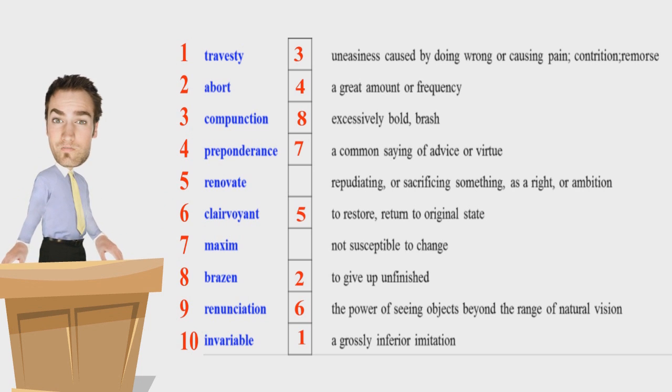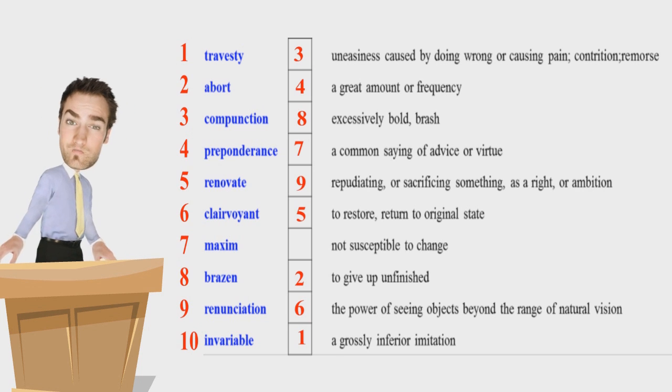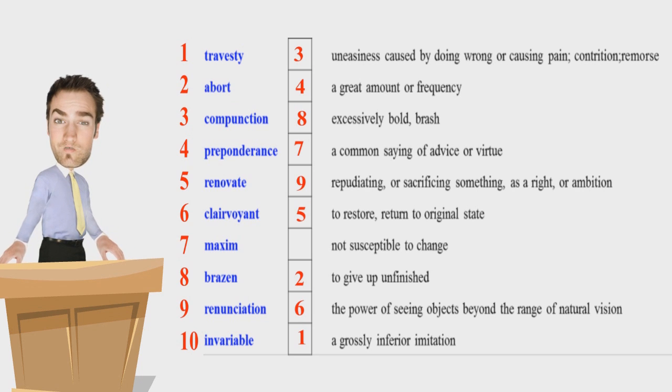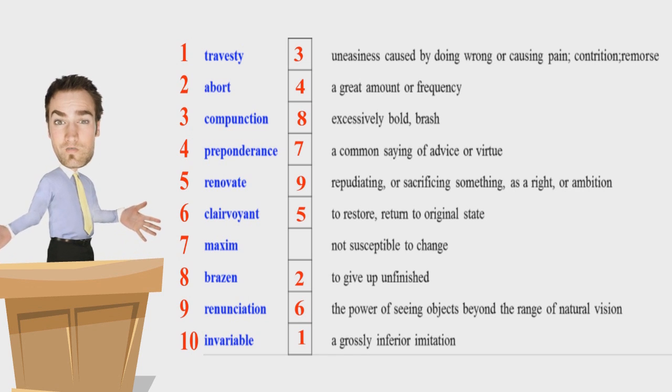Number 9 should be paired up with one of the definitions in the middle, repudiating or sacrificing something as a right or an ambition. And our last word is invariable. Very easy. Invariable means it's fixed, it's not changing, and it's one of these Latin words that sort of has stuck with most of European languages, including English, for a long time. It comes from Latin variare, which meant to change. So if it's in, remember, in has two meanings. Sometimes the word in means not, and sometimes it means inside. In this case, it means not. Not varied, you are fixed, not changing.